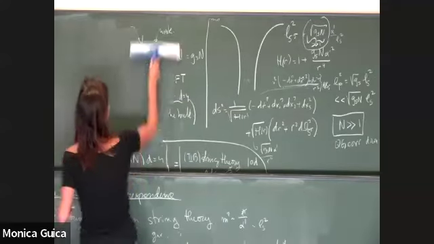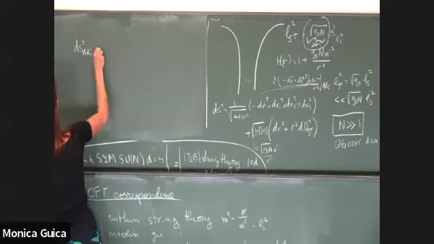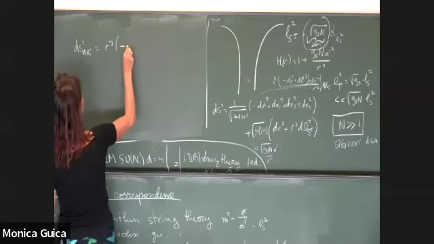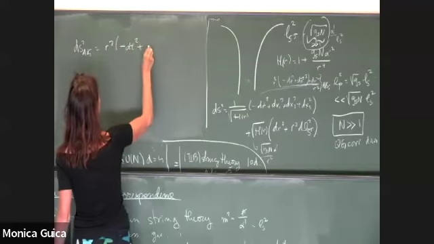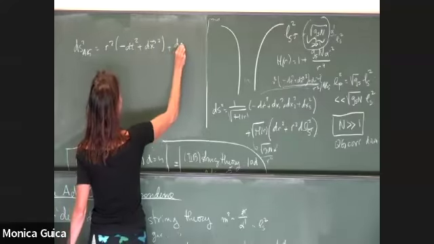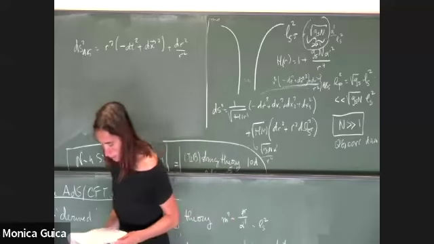So let me write for you the AdS metric. ds squared in AdS is r squared times the metric, in the r goes to 0 limit, of minus dt squared plus dx squared. So these are the directions along the brane, plus dr squared over r squared. I've been absorbing some constants.